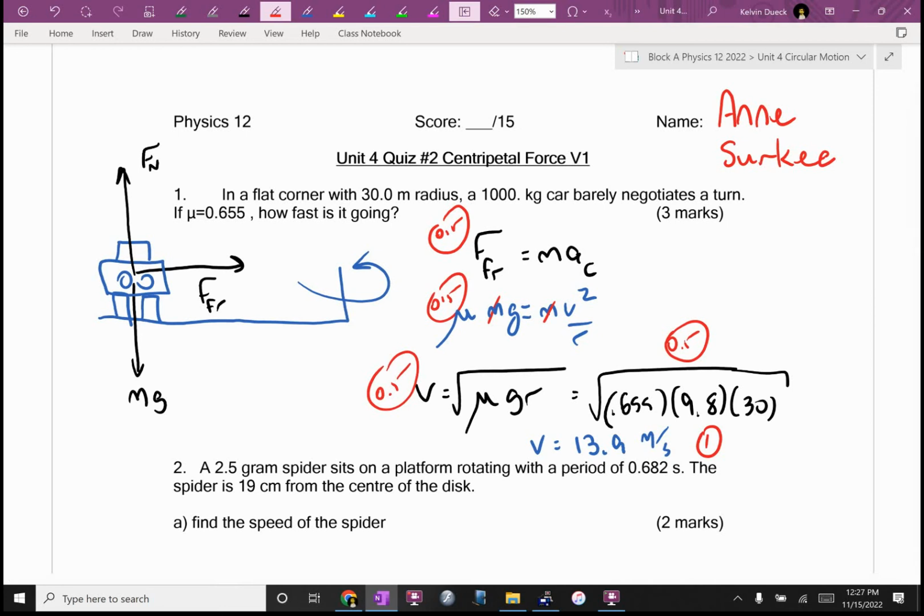If you took the corner at this speed, 13.9 meters per second, you would feel through the steering wheel, especially if you're an experienced driver, that you were about to lose traction. So, of course, you would never take it at that speed. You would do it much slower.